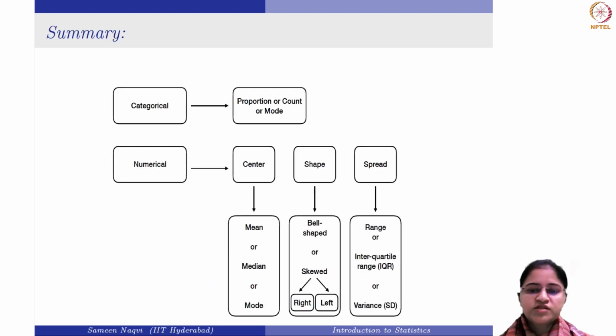To sum up, you can see this figure over here. We started with the categorical variables and we talked about proportion, count and mode.